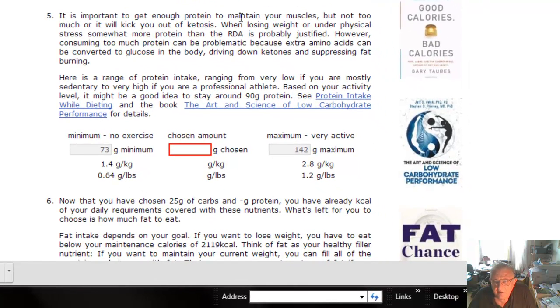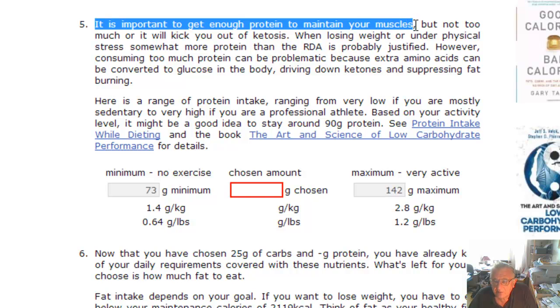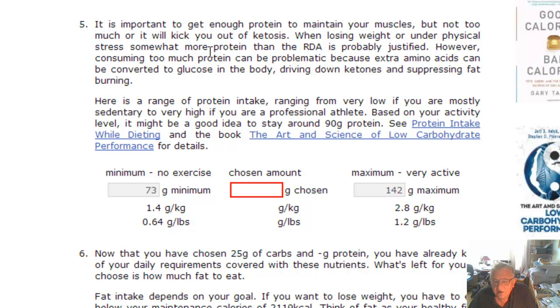The next bit is the most important thing of all. It's getting the amount of protein right. If you have too much protein, your liver will convert the protein to carbs and you'll wind up with carbs even if you're not eating them in the form of carbs. If you have too little protein, then you haven't got enough protein to maintain your muscles. It says here it's important to get enough protein to maintain your muscles, but not too much or it'll kick you out of ketosis. So if you haven't got enough protein, your body will start digesting your muscles rather than your fat.